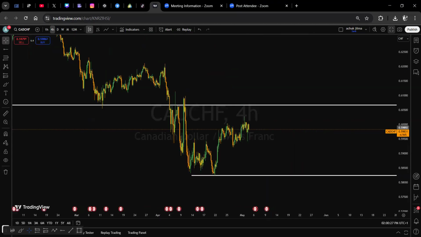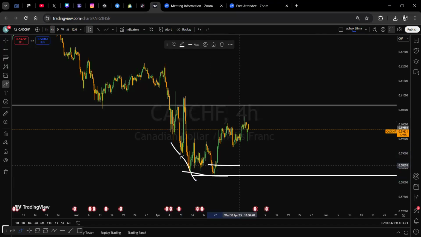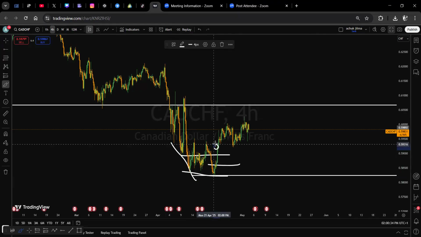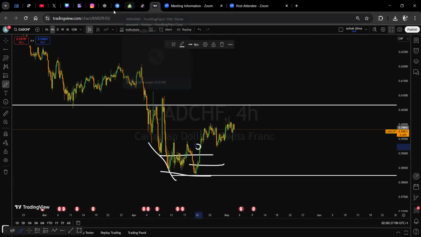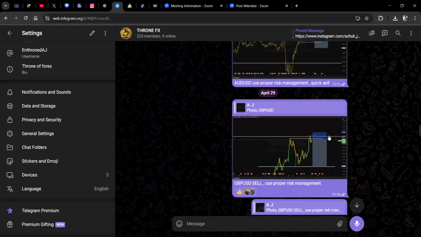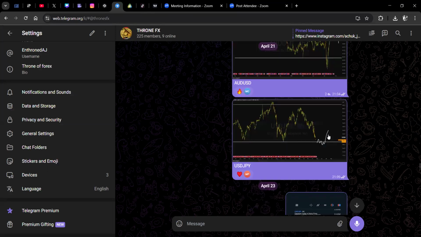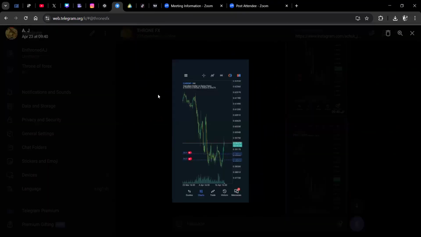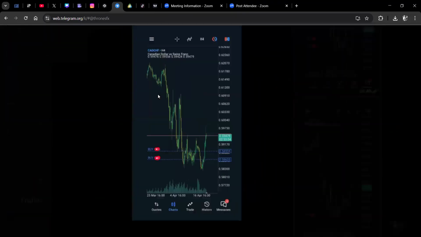Okay, so this is where we had an entry, and this is because of this pattern, and then this double top, we had an entry here, and then there was also another entry here after the break. For you to just understand these entries, you need to come to our group, and then you will be able to understand exactly why I was able to trade. This is CAD CHF. We just zoom it for you.